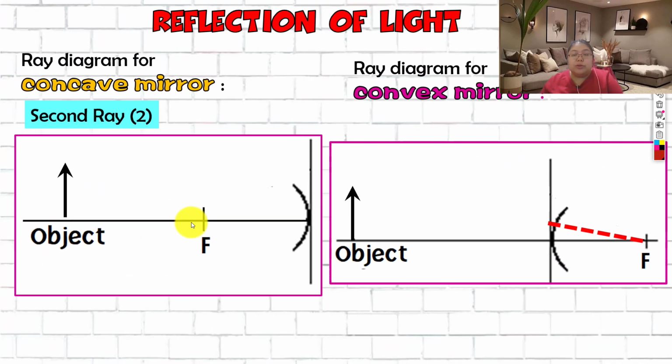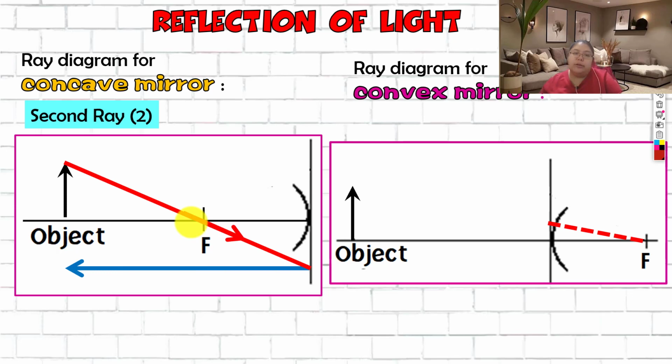Okay, now we go to the second ray. The second ray is just the reverse of the first ray. The first ray is parallel first, is it? The second ray goes to the F first. So let's see the first one. They go to the F. After that they hit the mirror, and they must be refracted, is it? Now they're refracted parallel. The process is just the reverse of the first ray.